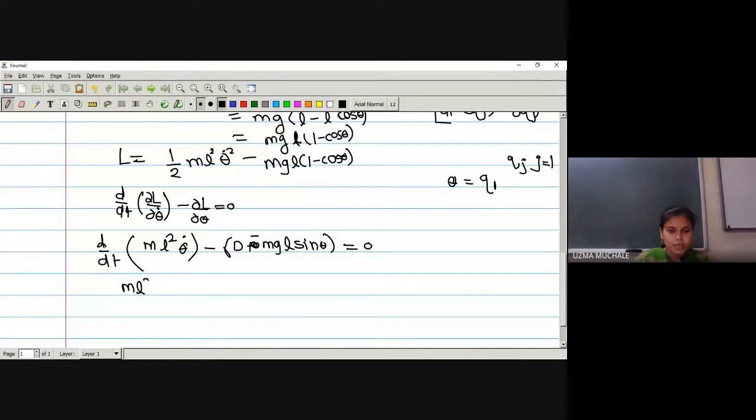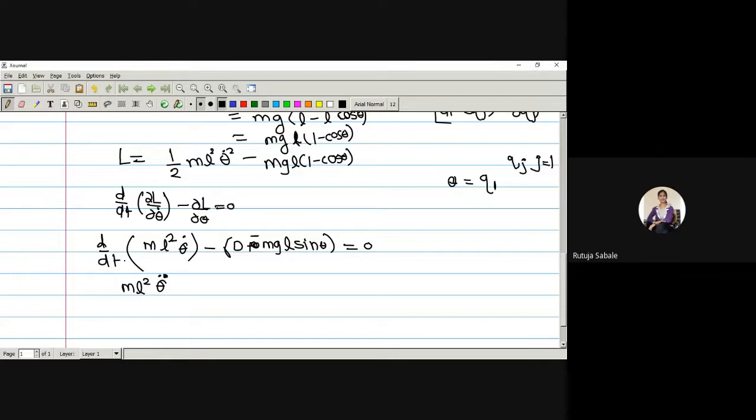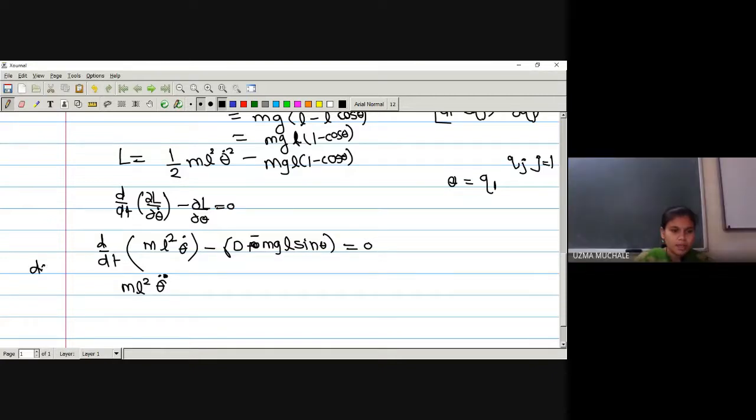Length of the string is also constant. So what will be the derivative of theta dot with respect to t? That will be theta double dot, no? You have to differentiate theta dot by dt. It is nothing but d theta dot by dt.